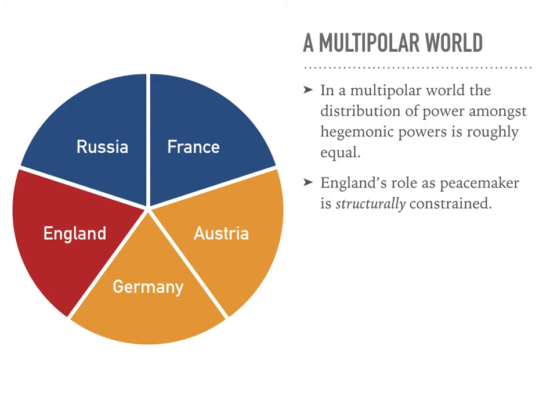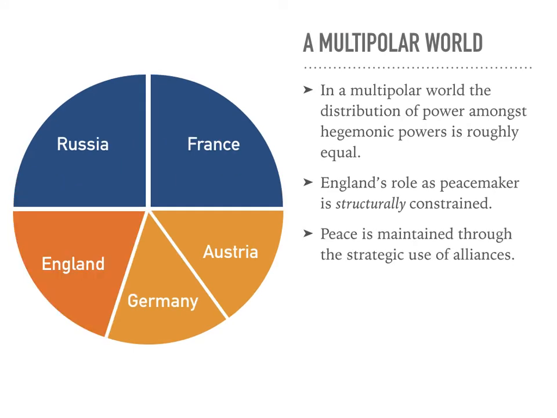So here is a more graphical visualization of the concept I was describing before. You have 5 powers, each of which has equal amounts of power. In this scenario, England is neutral, whereas Russia and France are allied, and Germany and Austria are allied. And as I said, its role as peacemaker is structurally constrained. But if the power of, say, Russia and France becomes larger, then England will ally with Germany and Austria and maintain the peace. You maintain peace in a multipolar world through the strategic use of alliances.